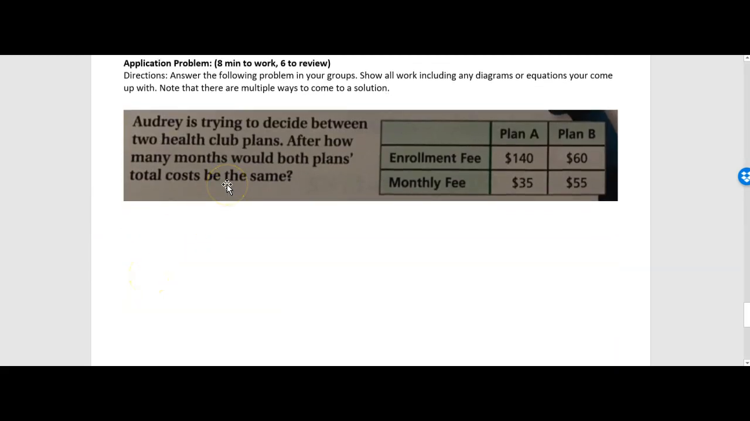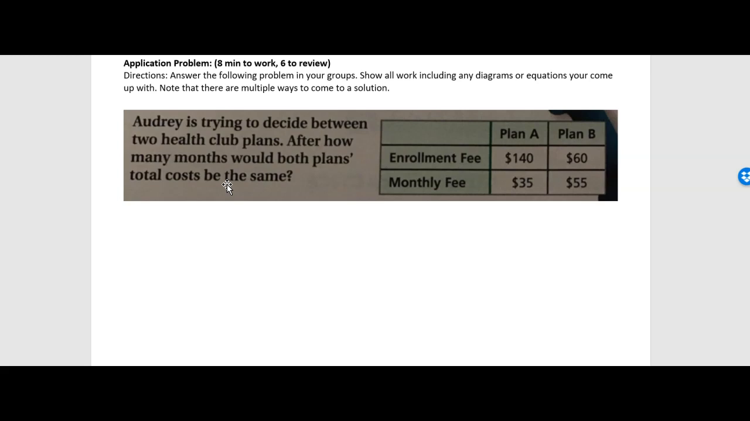All right, so it says Audrey is trying to decide between two health club plans. After how many months would both plans' total cost be the same? So we have plan A, $140 to enroll, and then a monthly fee of $35. And then plan B is $60, but it has a monthly fee of $55. So we want to see how many months it takes for the two plans to be the same.